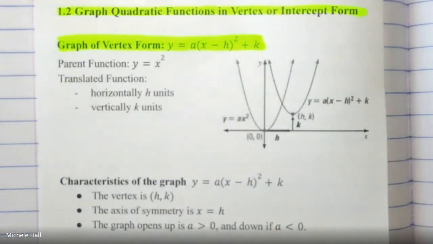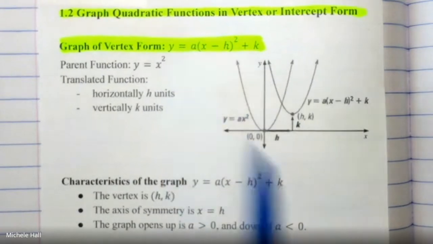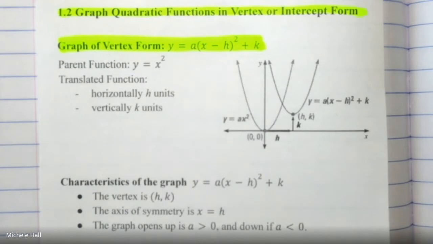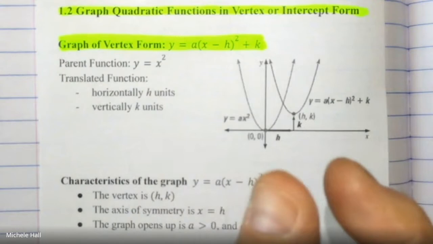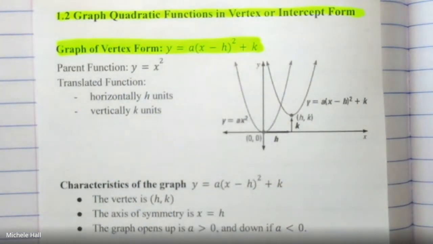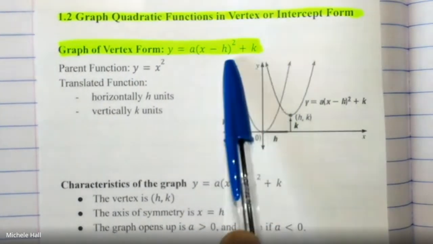In the very first lab, we experimented with the A value and how the A value determines whether the function is opening up or down, and how the A value makes the parabola wider or thinner. The width of the parabola has to do with A. In the lab, we experimented with what would happen with the H value and the K value.